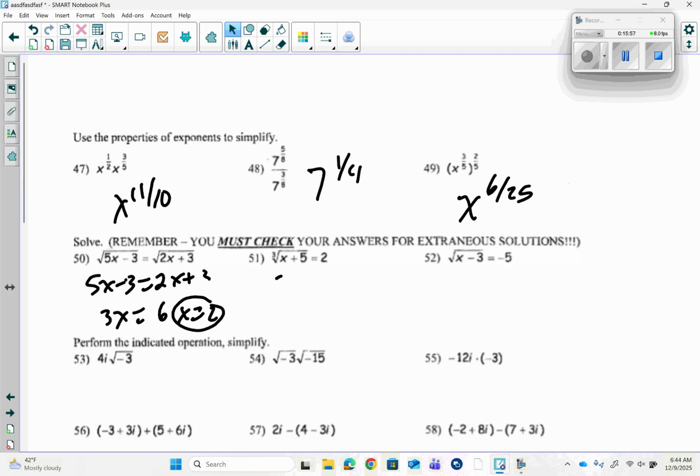Raise each side to the third power to get rid of that. So 2 to the third is 8. Subtract 5 from both sides, so I get 3. If I plug 3 in, that works. That's our answer.